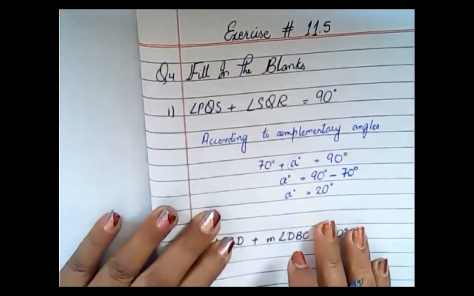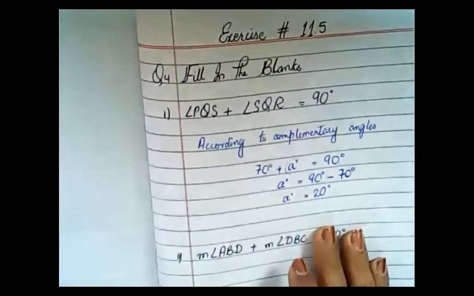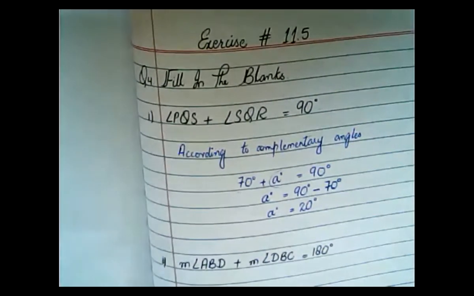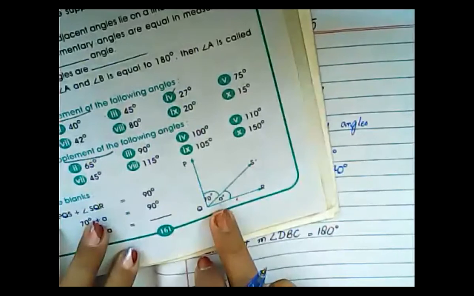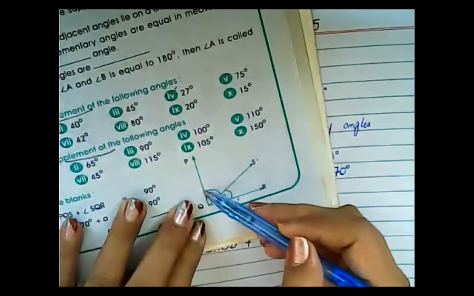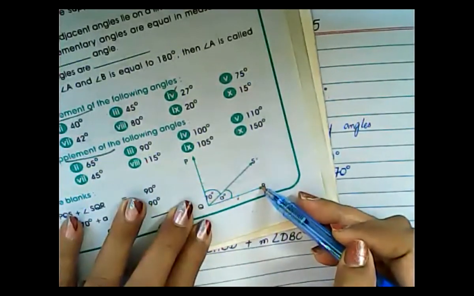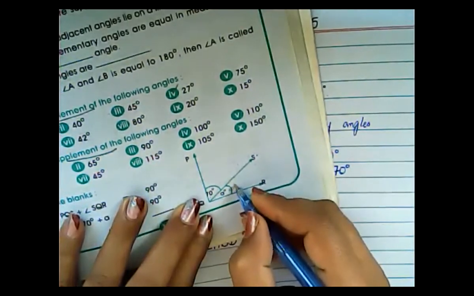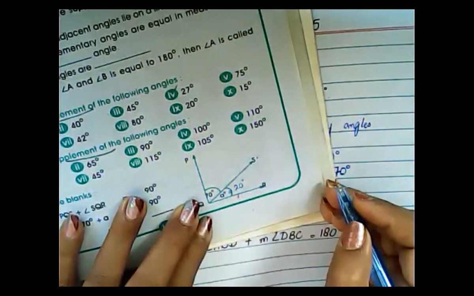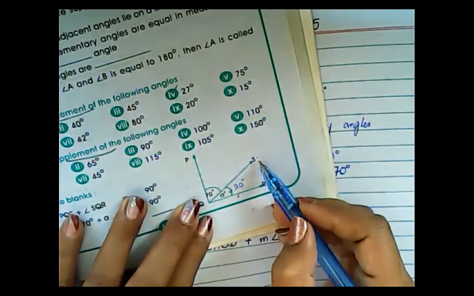Now the next question is, how will you draw this figure? For this, first you will draw the angle of 90 degrees. As you know that you have already found that your A is equal to 20 degrees, so you will make the angle of 20 degrees first. Understand? Now look here.